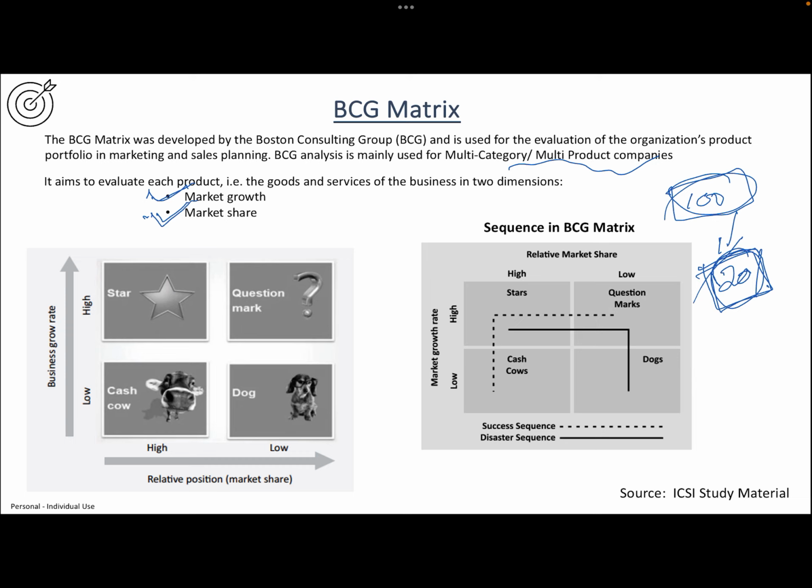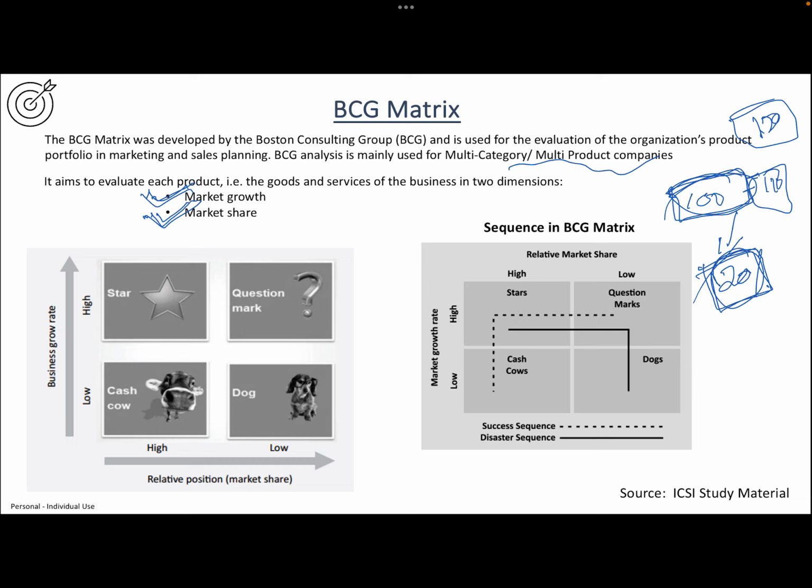And how is the market growing? Is demand constant every month at 100 cars, or is it growing to 110 next month, 120 another month, so yearly it is growing 50% or 60%? How is the market growing, and what is our market share? Based on this, BCG has created four boxes.